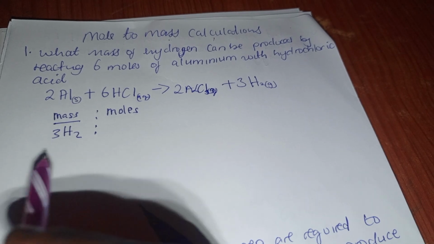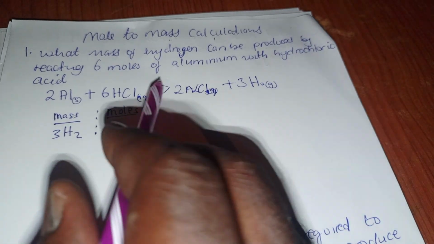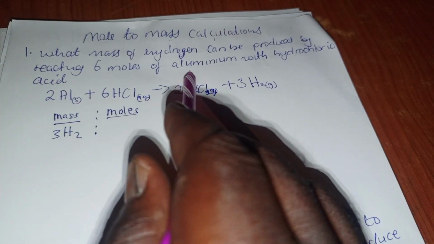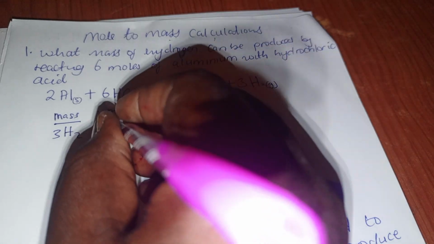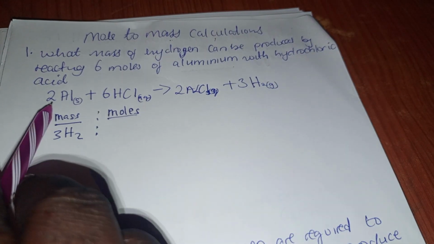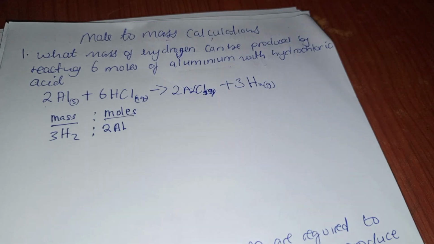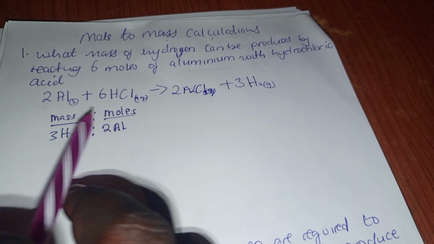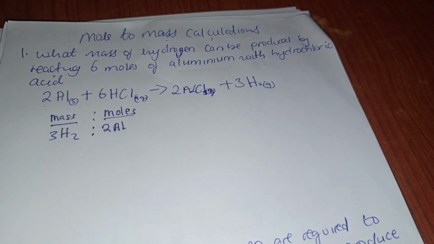Okay. Then from here now, reacting 6 moles of what? 6 moles of aluminium. So the number of moles for aluminium is given. So I'll write aluminium here, but I need to be careful since there's a 2 here. So I'll write 2 aluminium like this. Okay, which means I'm now comparing mass to mole. Okay, then hydrogen and aluminium.